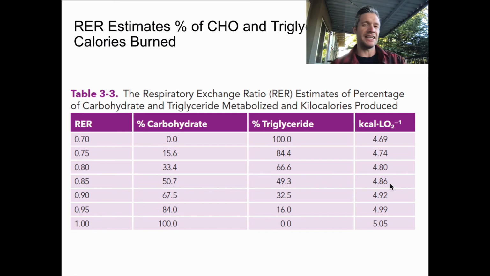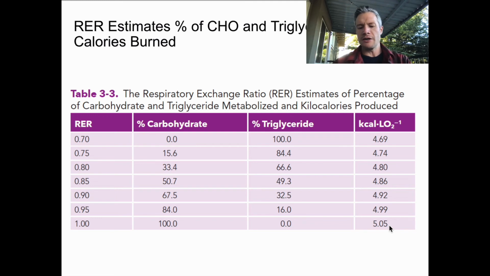So we look at that as energy, right? Even though we measure it as heat, it's still a form of energy that we're producing that allows us to do work. On the other end, we see 100% triglycerides, well, it's 4.69, and on the high end, when we're looking at pure carbohydrate metabolism, we're looking at about 5 kilocalories per liter of oxygen consumed. Again, that's a rate at which energy is produced based off of oxygen consumed.